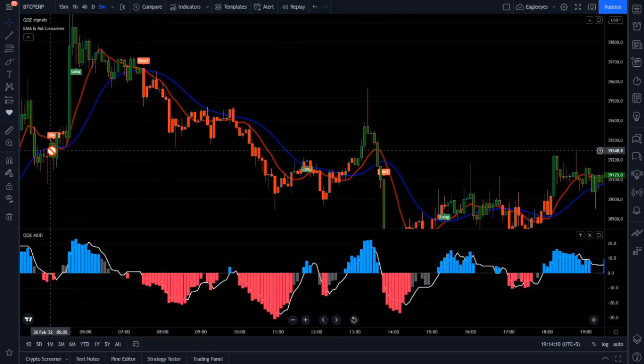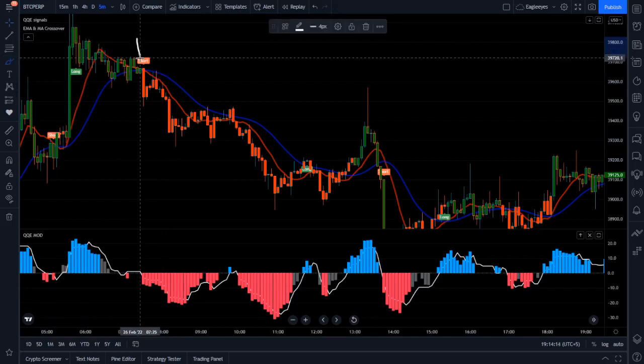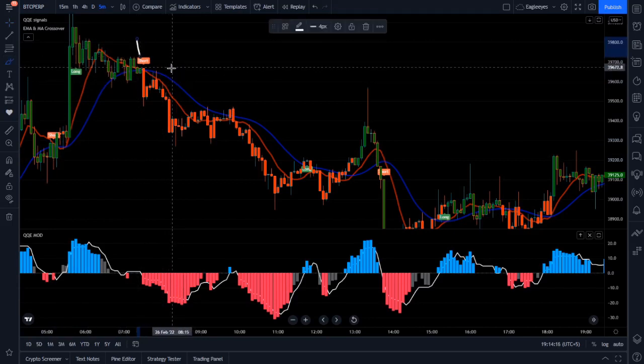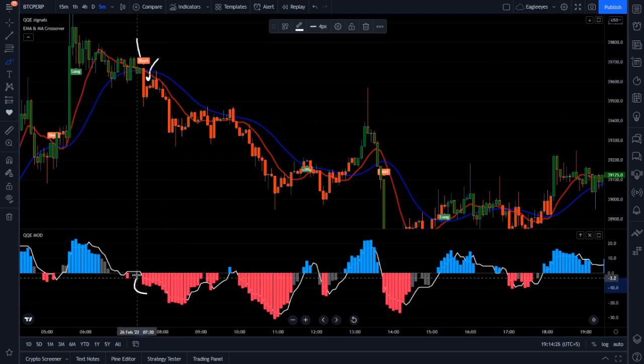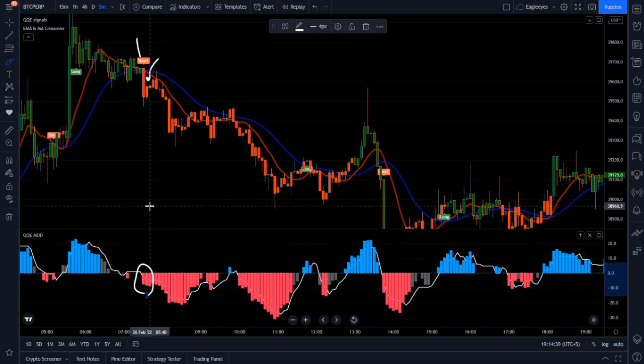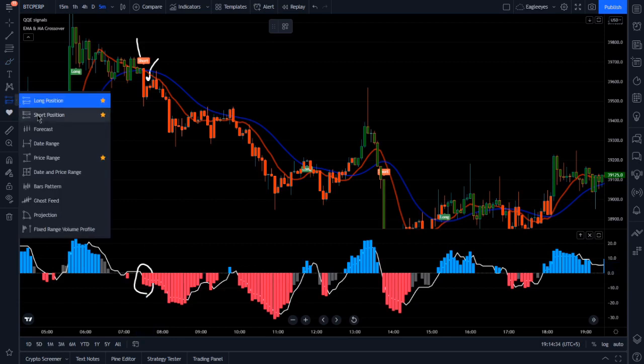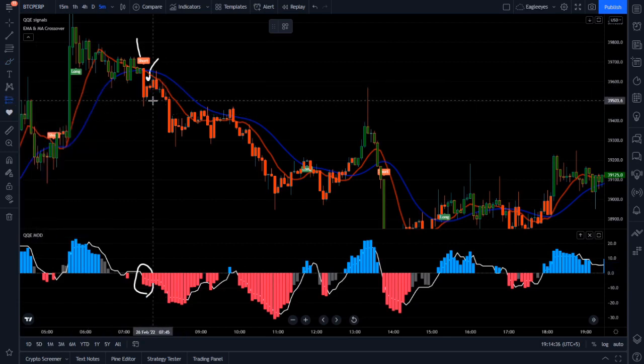So guys, let's see some sell examples. First of all, we will do the same. We will wait for the indicator to give us a sell trigger. After that, we will wait for our crossover to happen, and after that we will see if there is increasing volume in the QQE mod. After seeing the increasing volume in QQE mod, we will go for the trade.